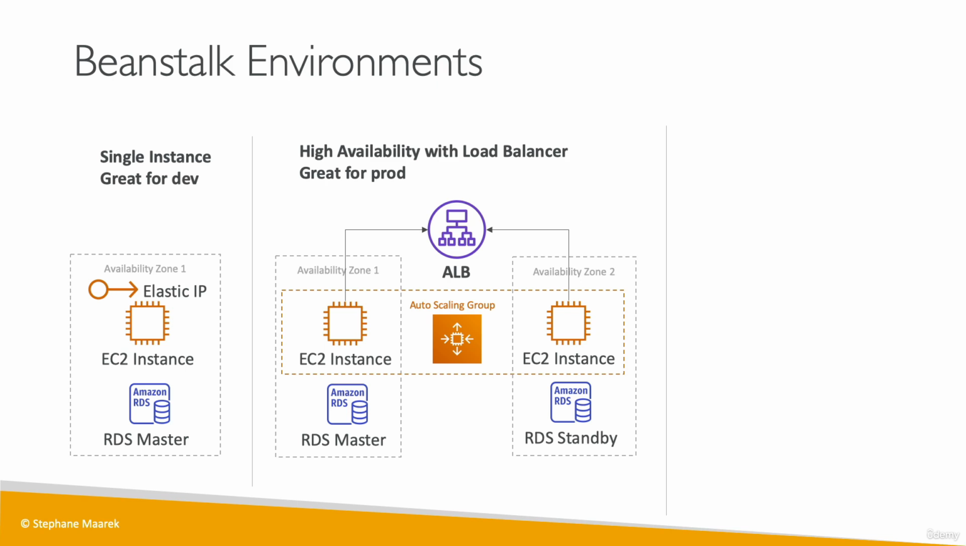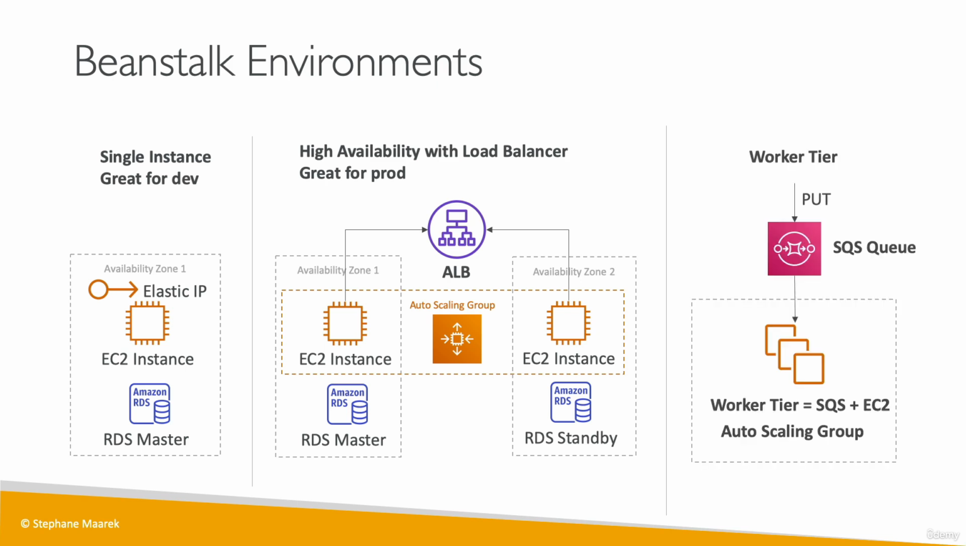But this time, because this is more of a production deployment, we should use a multi-AZ deployment of RDS where we have a master and a standby database. That is for number 2. And then number 3 is a worker tier, which is very important. So in this example, we have an SQS queue that is managed by Beanstalk, and we have a worker tier which consists of an EC2 auto-scaling group that will read from the SQS queue and scale based on the queue load. So the idea is that we have 3 different kinds of deployment for Beanstalk, and you need to know them going into the exam.